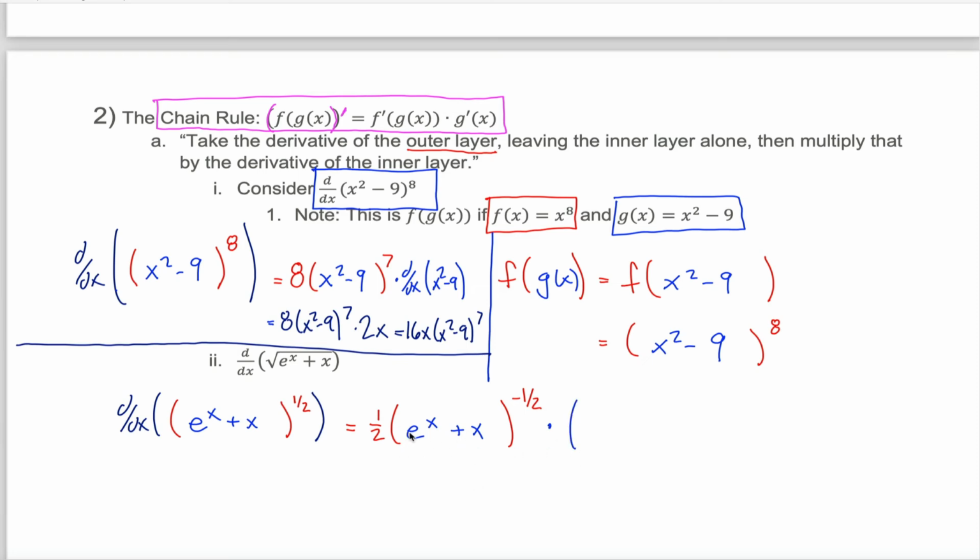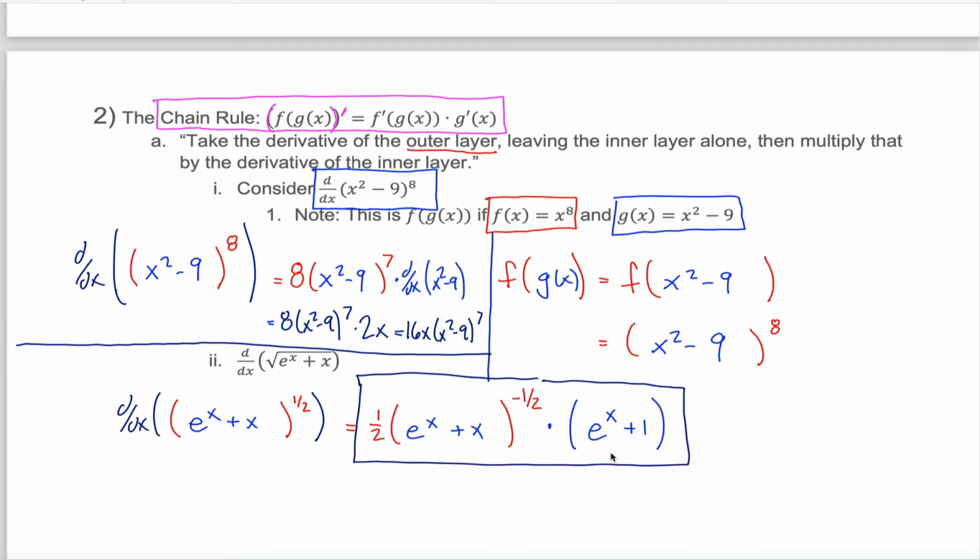What's the derivative of the blue? The derivative of e to the x plus x is e to the x plus 1 because the derivative of e to the x is e to the x and the derivative of x is 1. My final answer for the derivative of the square root of e to the x plus x is 1/2 (e to the x plus x) raised up to the negative 1/2 power times (e to the x plus 1).